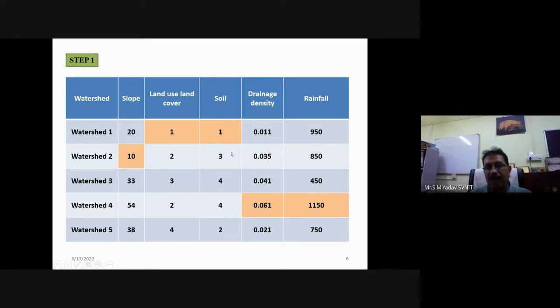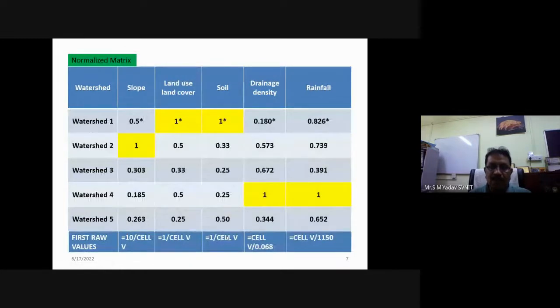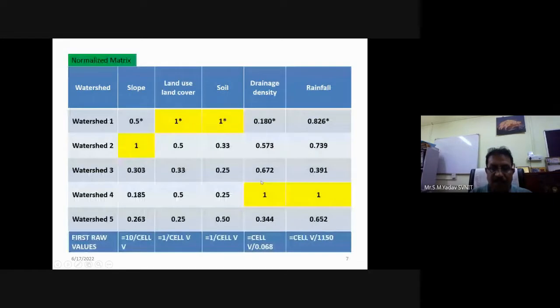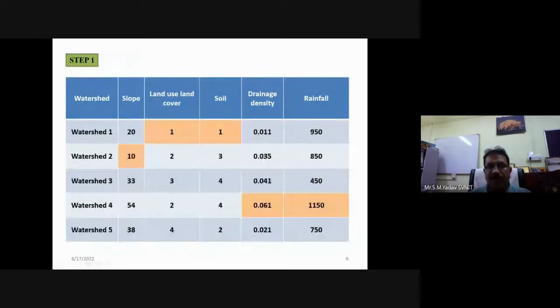Similarly for soil, 1 divided by 3, 1 divided by 4, 1 divided by 4, and 1 divided by 2. That will be for soil. Then drainage density, that is 0.061. So the lowest value, 0.061, is divided by all the other values. That will give you values such as 0.011, 0.035, and 0.021.